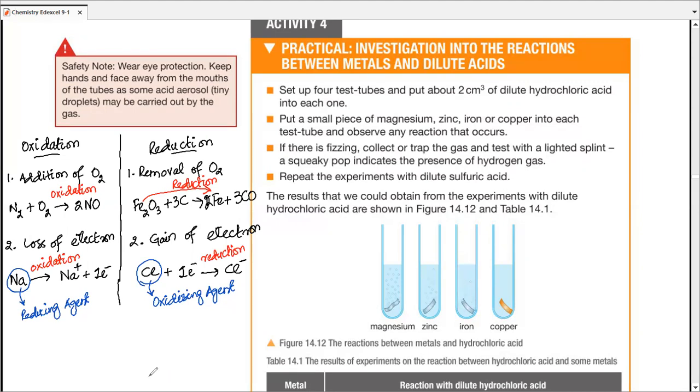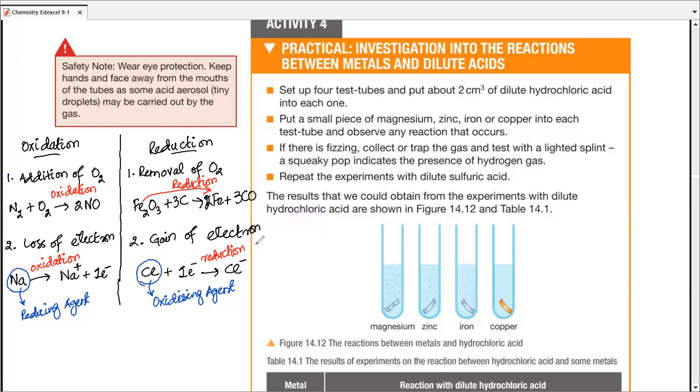Now, this clarifies how we name the reactants for these reactions. They actually tend to be the opposite of the process. If the process is oxidation, the name is reducing agent. If the process is reduction, the name is oxidizing agent.